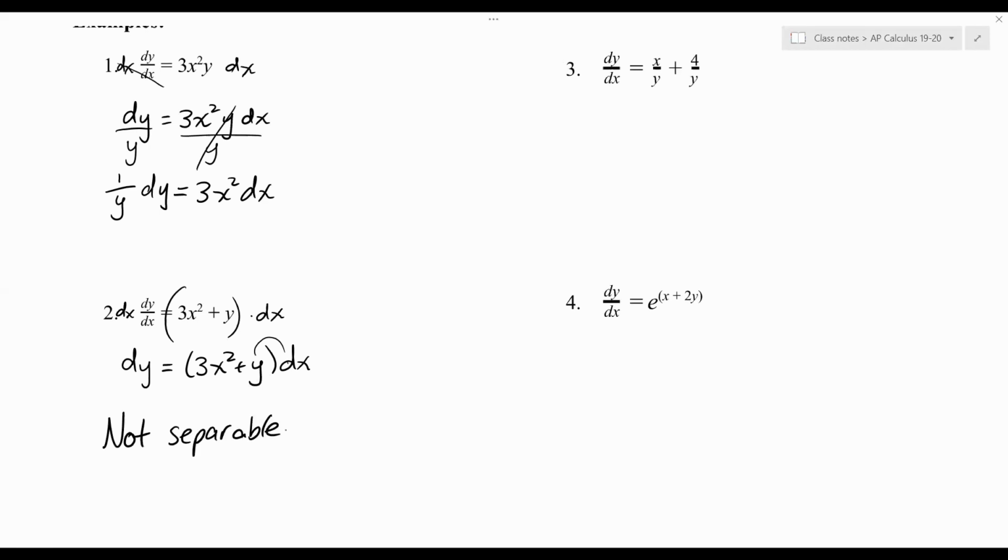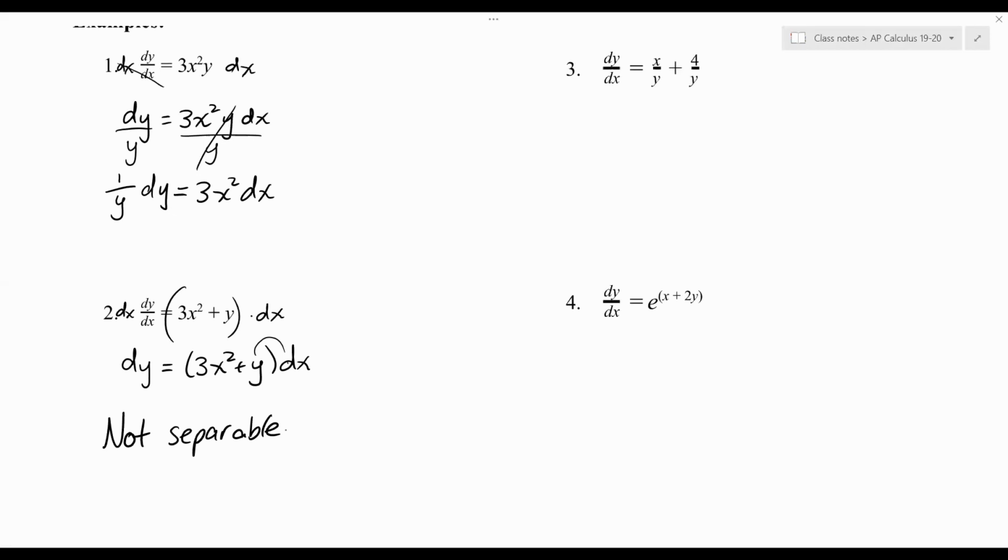In fact, the best method we have is to use our slope fields to get an approximate solution, because we cannot find an exact solution for this differential equation because it's not separable. That's why we did slope fields first, because they can be used for any differential equation.